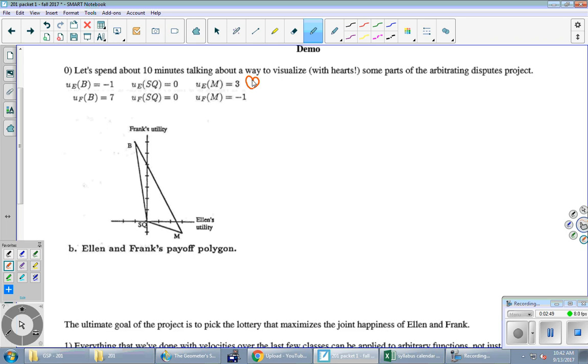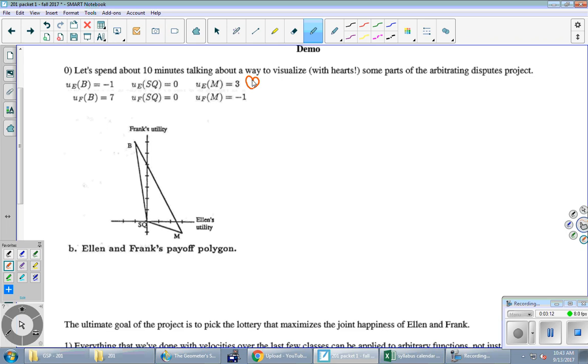Unfortunately, her friend Frank is the opposite. Frank really loves the beach. He gets 7 hearts worth of happiness by going to the beach. No gain or loss for staying home, but Frank does not want to go to the mountains. It will cost him 1 heart if you make him go. What we are trying to do is find a way to maximize the total happiness of our 2 people. Maximize the happiness of Ellen and Frank.